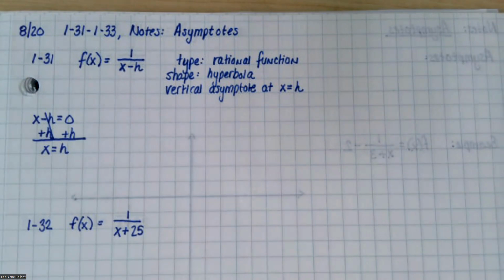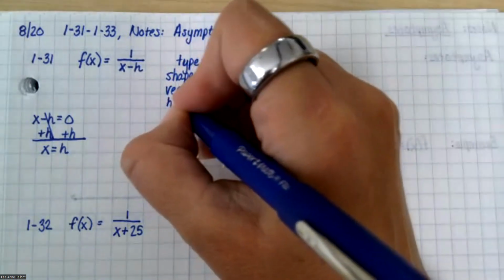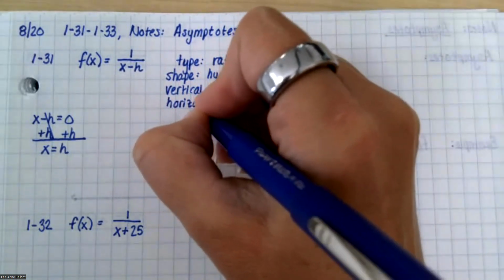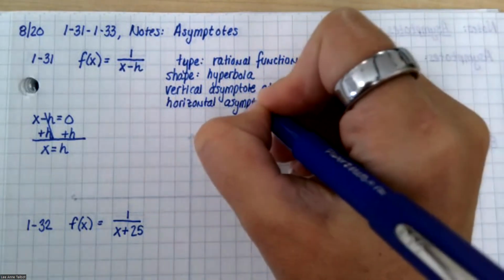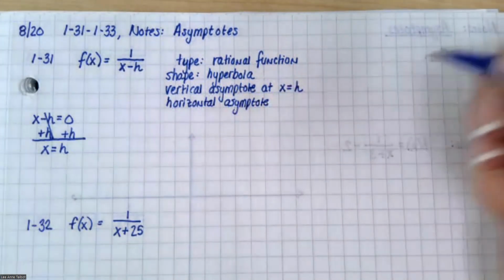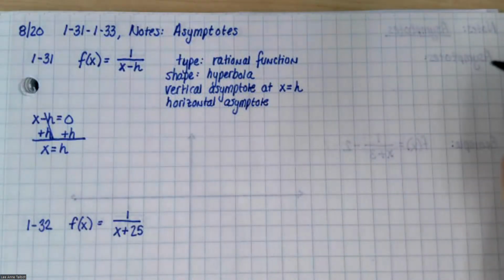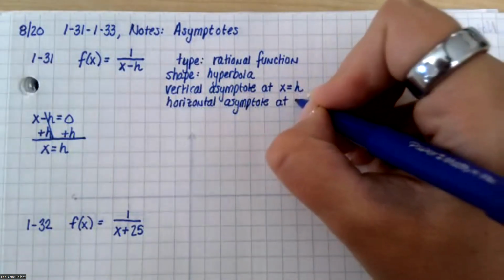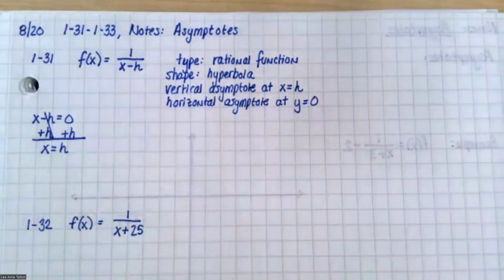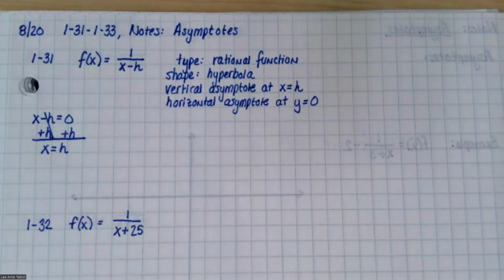Okay, do you guys remember that there was also a horizontal asymptote? Does anybody remember where it was yesterday? We were asleep, Mrs. Talbot. It was Monday morning, 8:30. It was at 0. It was actually along the x-axis.